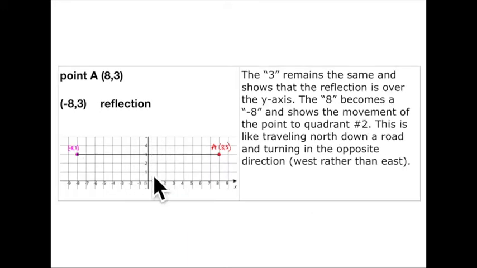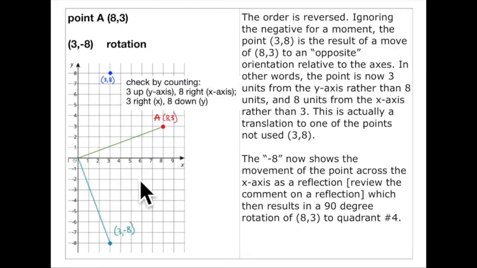Same with reflecting over the y-axis. The y value remains the same. So notice that's 3 in both cases, but it's the x value that takes a different sign. So you're traveling up the y-axis, and instead of turning right to go to point A in the 1st quadrant, you're turning left into the 2nd quadrant. So this is reflected, and it's the same value, just the opposite sign, because it's the same distance from the y-axis. Rotation, the coordinates switch order.